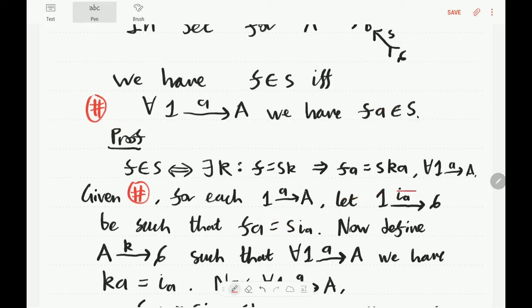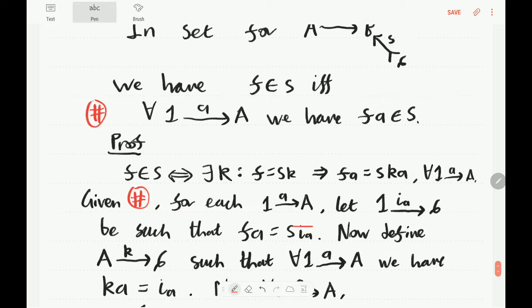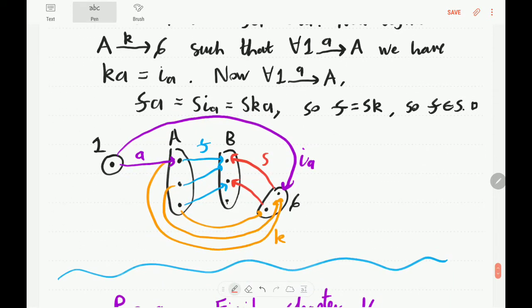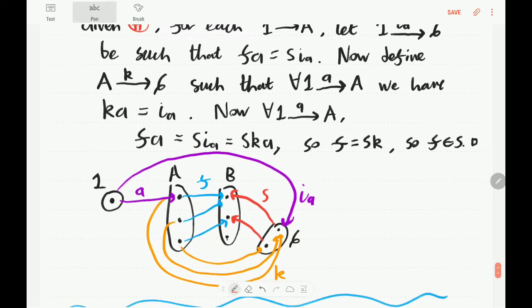And so let's let ia be the point of zeta that is such that fa equals S after ia. So we're talking about this kind of thing. We have fa here, we know that's in S, so there's got to exist this ia arrow. This point of zeta.